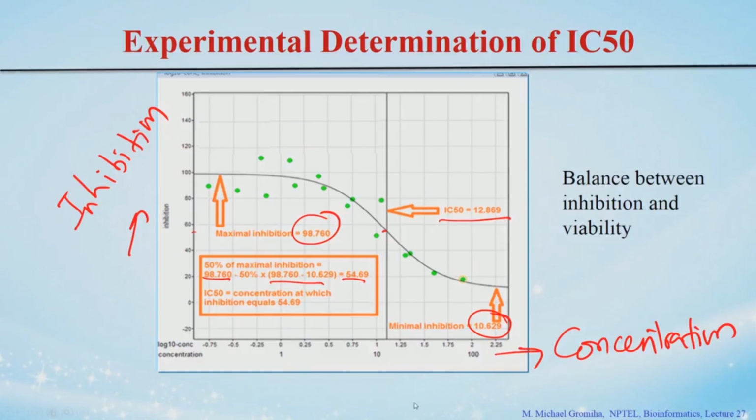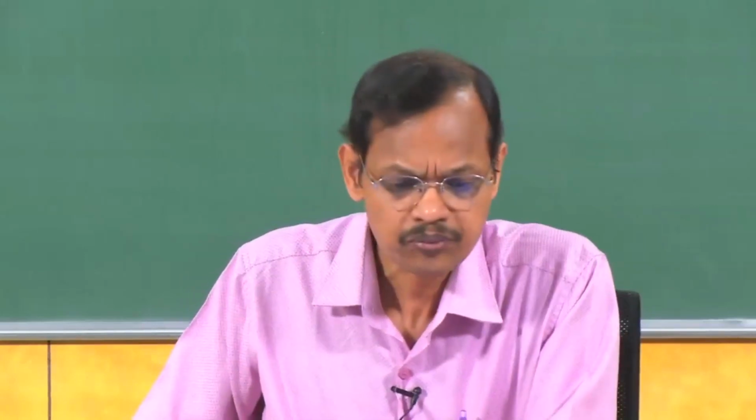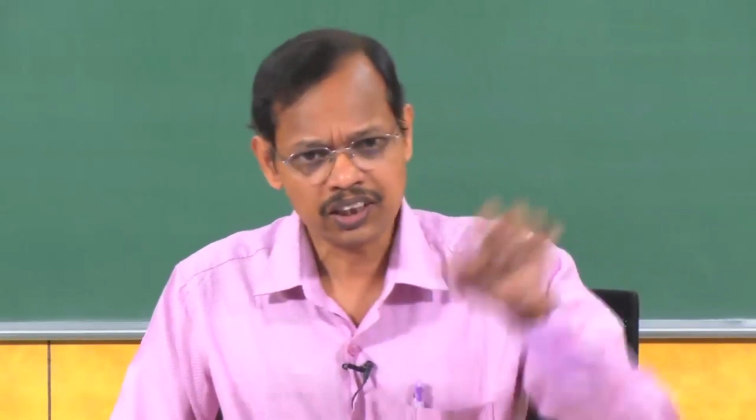So, here you see we relate the concentration with the inhibition. You get the maximum inhibition and the minimal inhibition at various concentrations, and using this information we can get the 50% of maximal inhibition, right. So, for the 50%, the concentration related to it will be the IC50 value for that particular compound. So, experimentally we know this using different assays, right. Now we have these experimental values, experimental data.